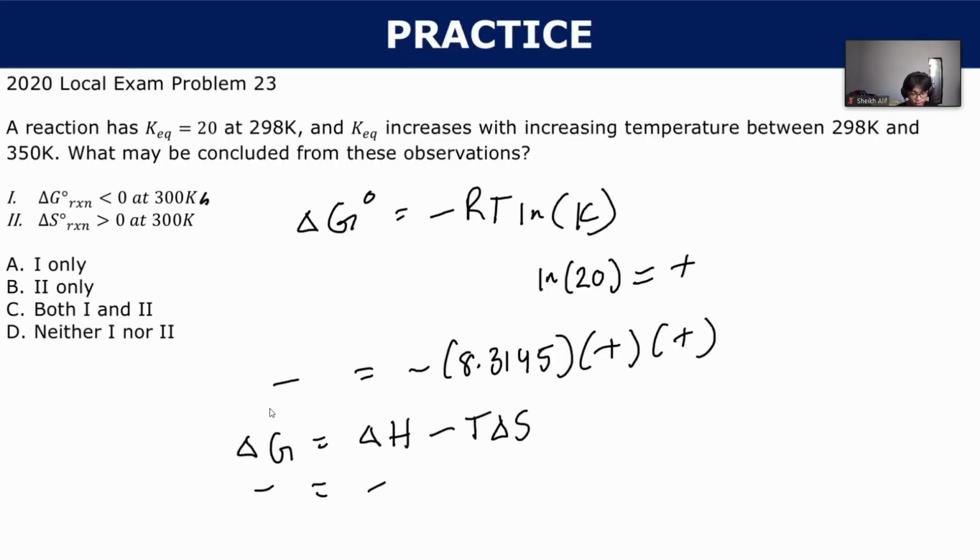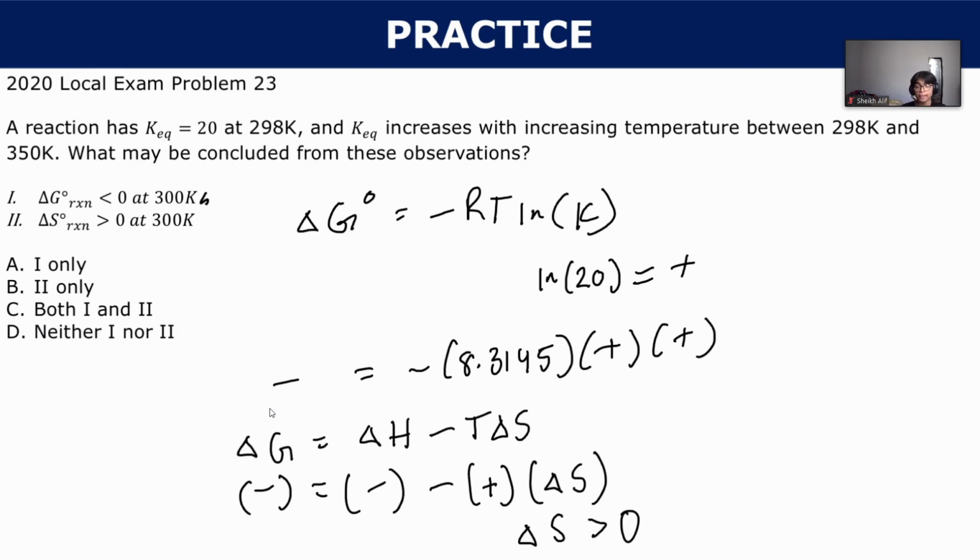And so currently you have a negative equals a negative minus, well, that's going to be a positive, and then we're trying to find delta S. The only case in which all this works out is if delta S is greater than 0.